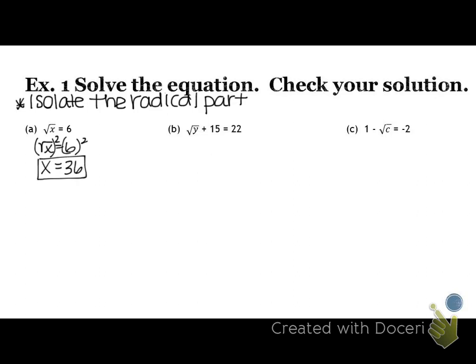Now, we're going to box it in. But then we're going to check it. So we're going to go back up here. We've got the square root of 36 is supposed to equal 6. What is the square root of 36? 6. Does 6 equal 6? Yes. We're good and we can move on.